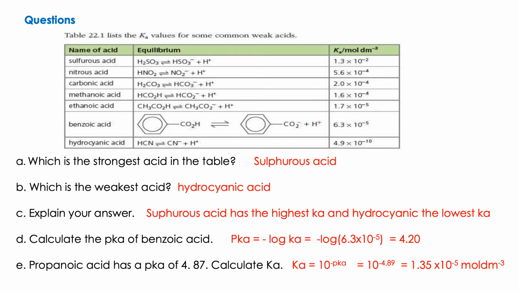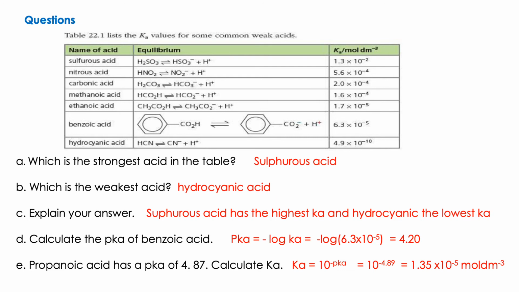Which is the weakest acid? To find the weakest acid, we have to find the acid which has the lowest Ka, and in the table, the lowest Ka is of hydrocyanic acid, which has a Ka value of 4.9 times 10 to the power minus 10. Explain your answer. Sulfurous acid has the highest Ka and hydrocyanic acid has the lowest Ka.